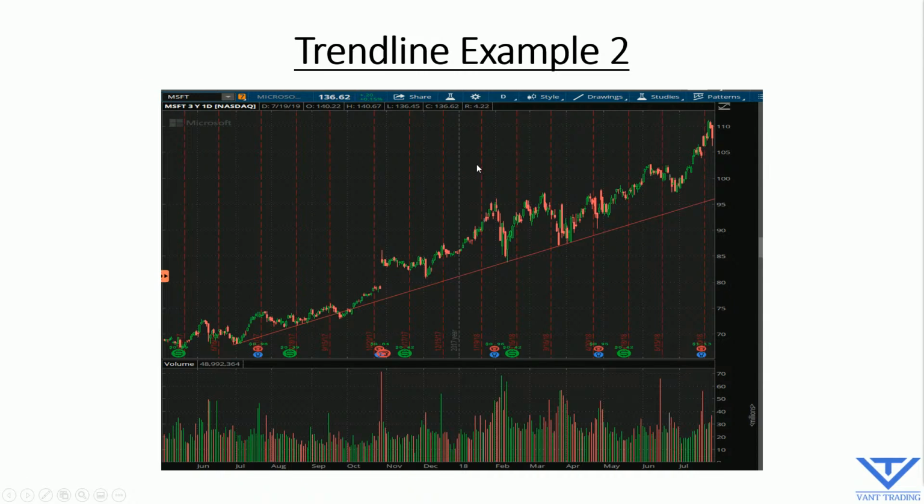You could have drawn the line after these couple of days, and then a couple of days later it touches again, it touches again, it touches again, and then maybe here it cracks through. That would have been a good time to maybe start looking for a reversal.